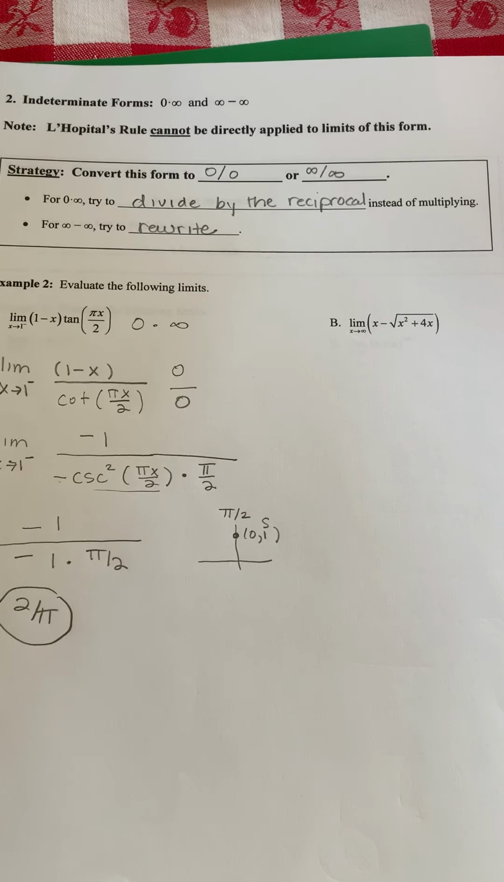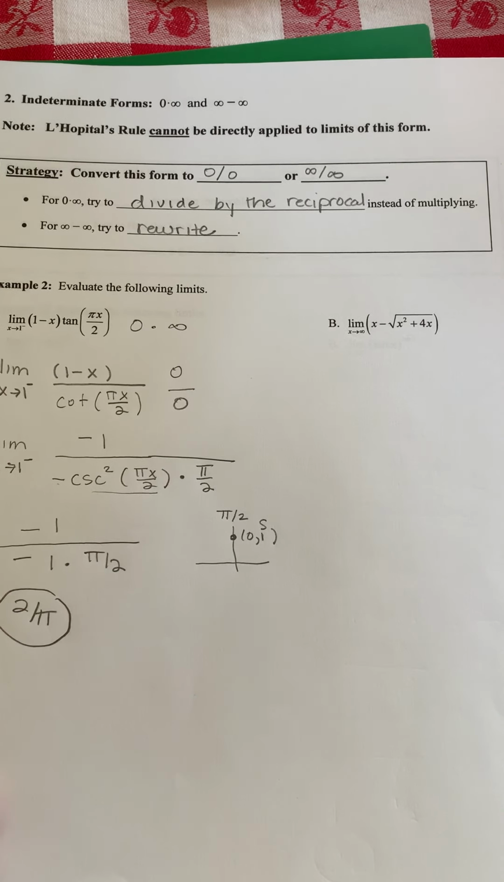We're going to look at example 2B in our section 4.7 notes. Just like 2A, we cannot apply L'Hopital's rule directly. We're going to try to convert this to the form 0 over 0 or infinity over infinity. So first of all, we need to see what we have.